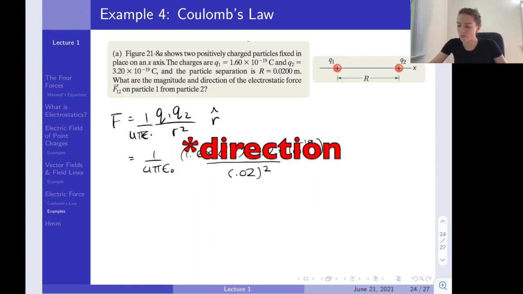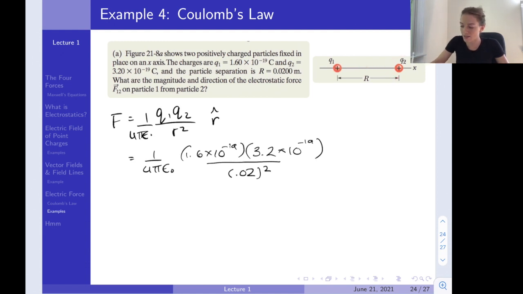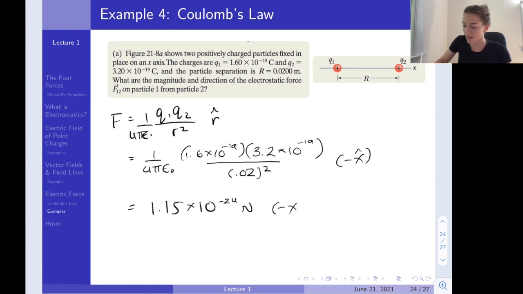And then the direction from the charge creating the electric field to the charge that is feeling the force is in the negative x hat direction, right? From this charge to this charge is in the negative x hat direction. And that makes sense because we expect these particles to repel each other. So the fact that Q1 feels a repulsive force in the negative x hat direction makes sense. Then you can just multiply out these numbers, and this comes out to 1.15 times 10 to the negative 24 newtons, so that's a very small force, in the negative x hat direction.